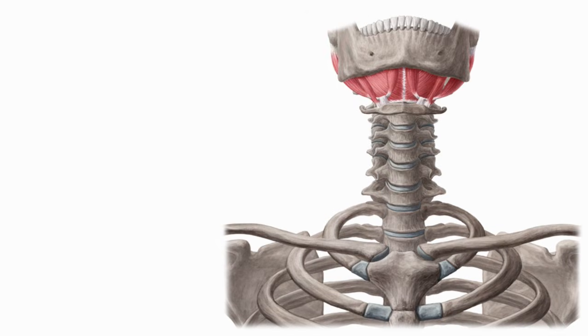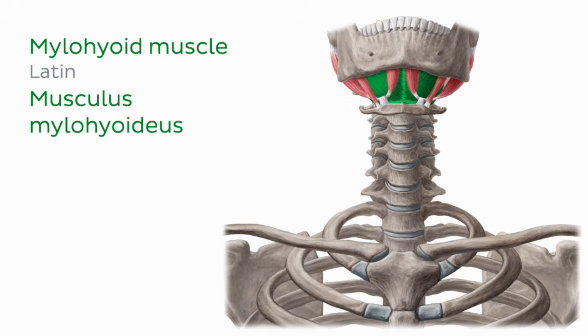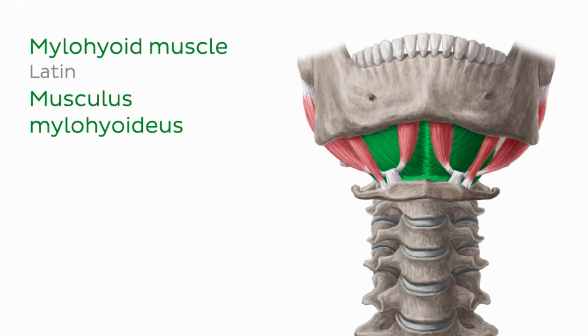The group superior to the hyoid bone are called the suprahyoid muscles. The first muscle that we'll identify is the one now highlighted in green. This is the mylohyoid. Let's zoom in a little so we can see the muscle a bit better.